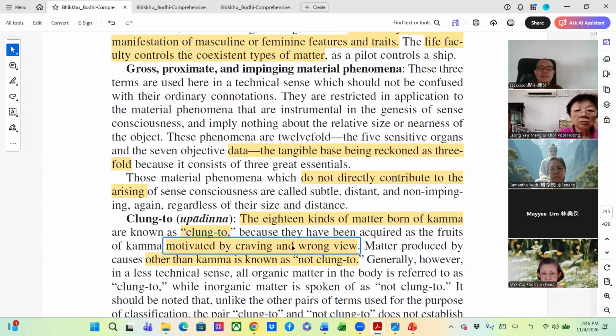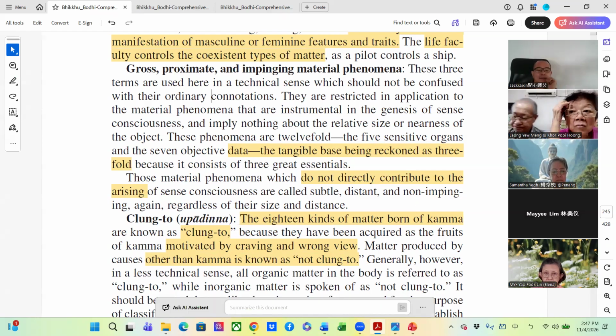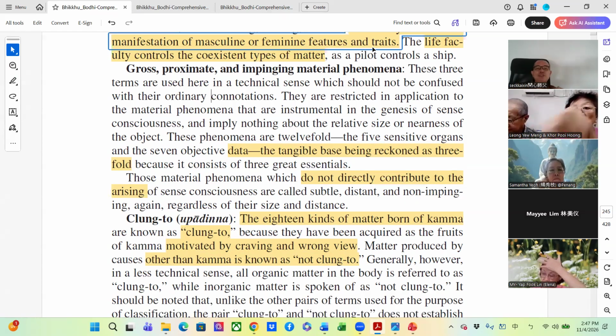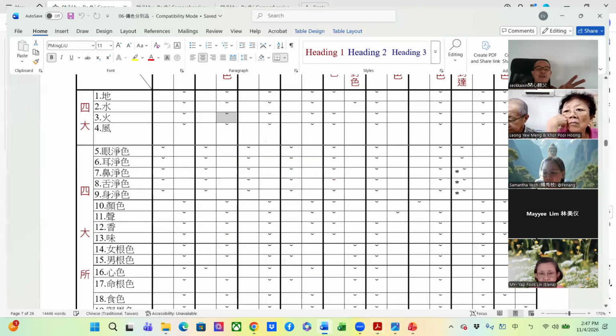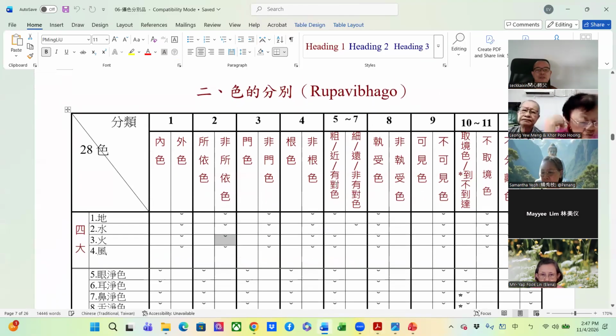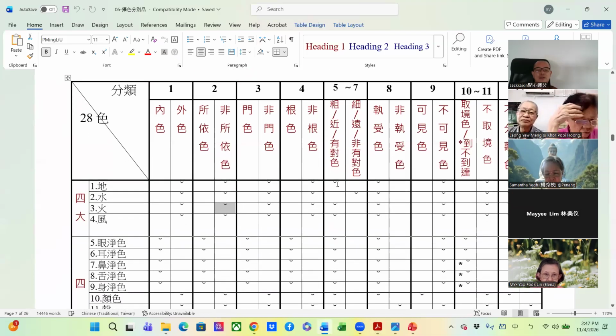Okay, class. You see, we talk about the gross proximate impinging material phenomena. The easy way we take a look is the impinging material phenomena. Why is it impinging? Class, take a look. The opposite of impinging, meaning to say, does not directly contribute to the arising of the sense sphere. This is not impinging. Impinging means that it is a direct contact. So this is the impinging. Okay, not impinging.